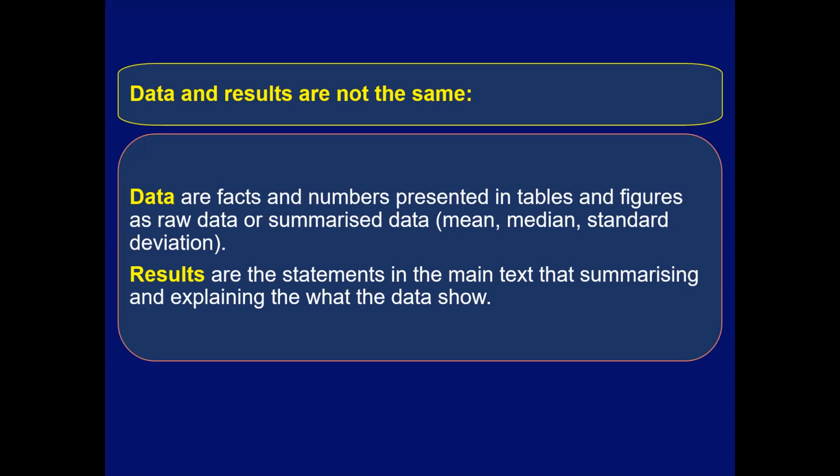We didn't run our statistical analysis on them yet. So it is kind of raw or unsorted, unexplained data. So we call it the data. But the results or the findings are the statements in the main text that summarize and explain what the data show. And normally it comes following certain processing, doing the statistical analysis or manipulation of your data in a way to make it more organized and sorted.